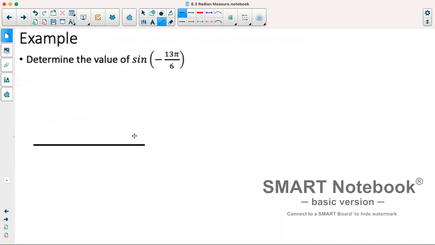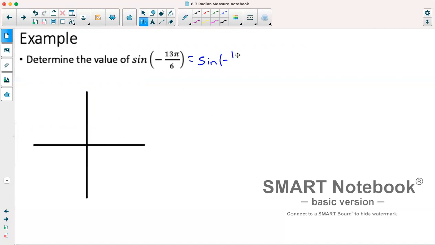So we'll draw out a coordinate system, and then what I'm going to do is look at this. I can see that if I just compare the 13 and 6 and ignore the pi for now, that's going to give me a number that's greater than 2, which means we're going to go all the way around once. So what I'm going to do is rewrite this as sine of negative 12 pi over 6 minus pi over 6. Because if we add these together, we get that.